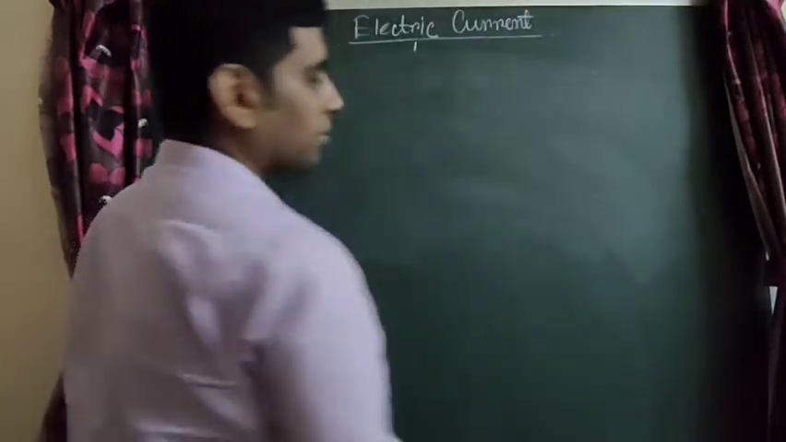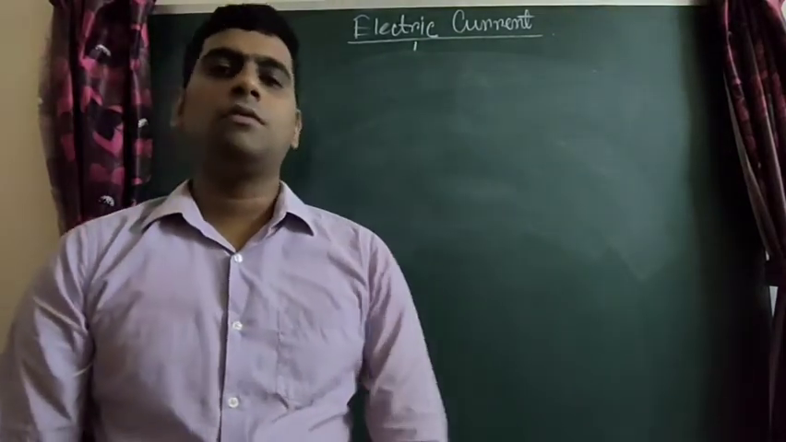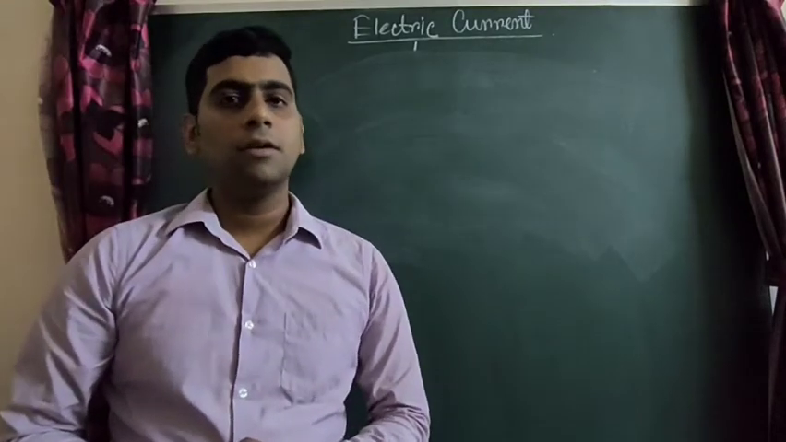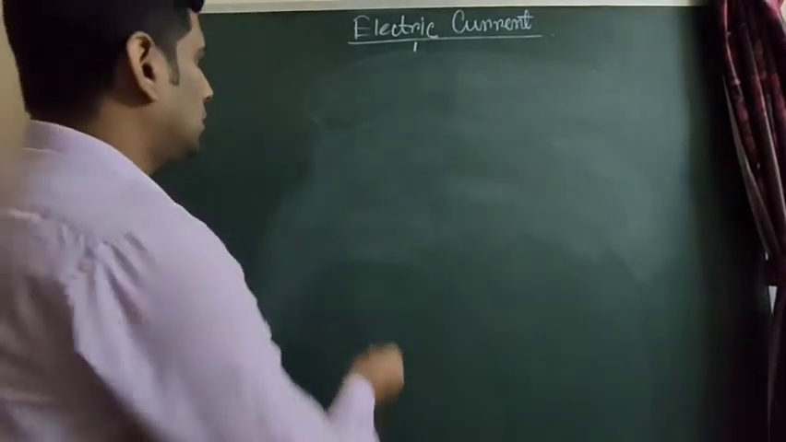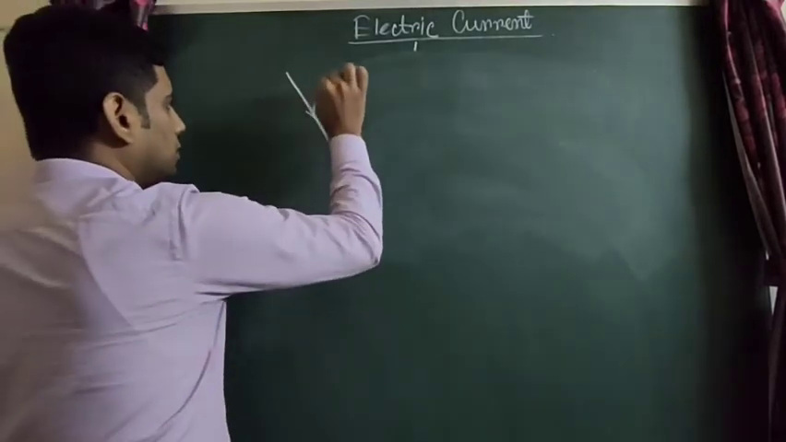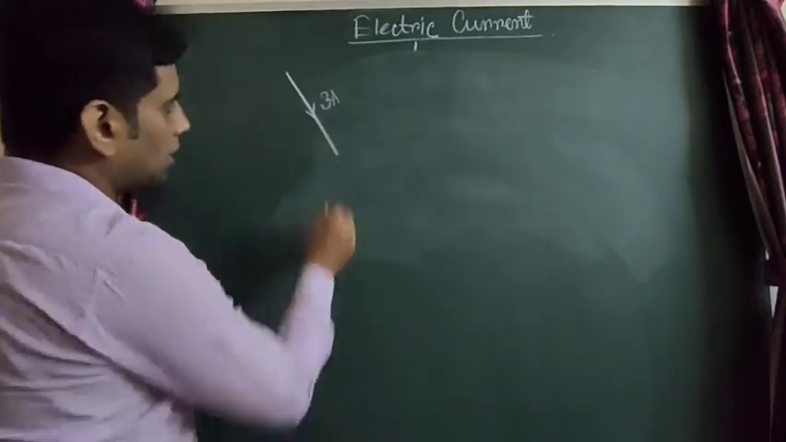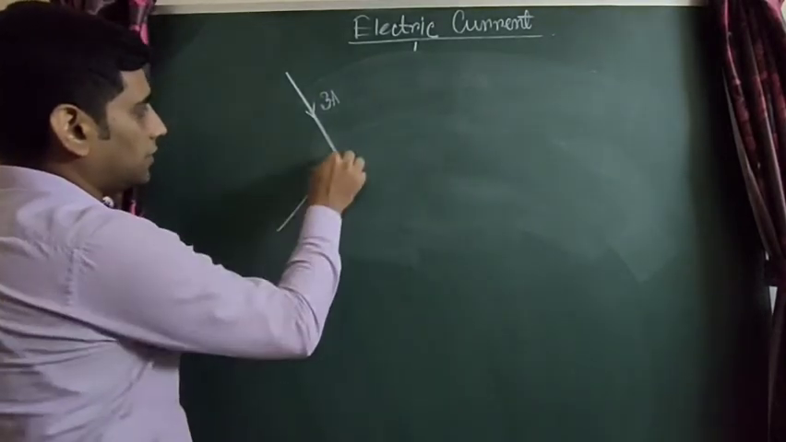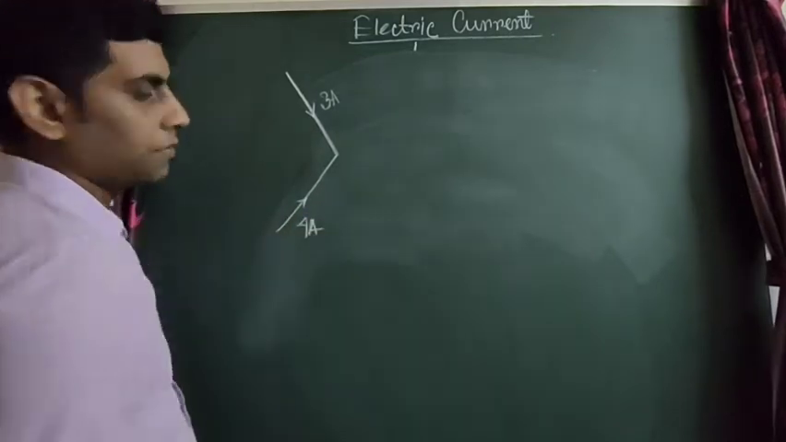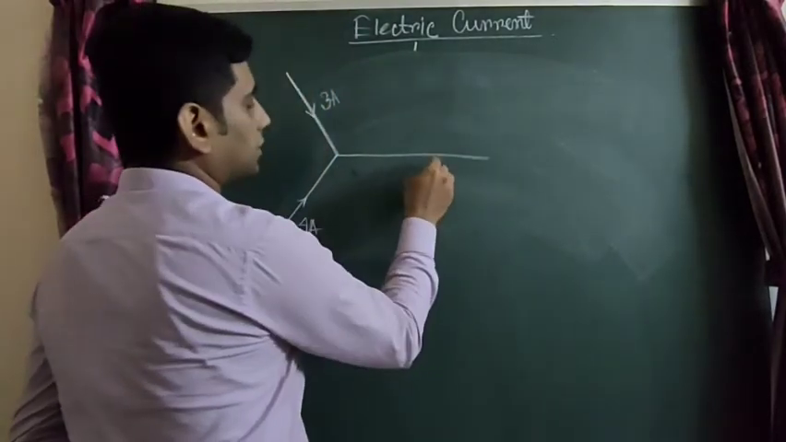Well, now the question comes, what kind of physical quantity current is? Whether it's a scalar or a vector. See, suppose through this wire, for example, 3 ampere current is flowing. Another wire is connected here with this wire, through which maybe 4 ampere current is flowing, for example. And together they are connected with this wire.